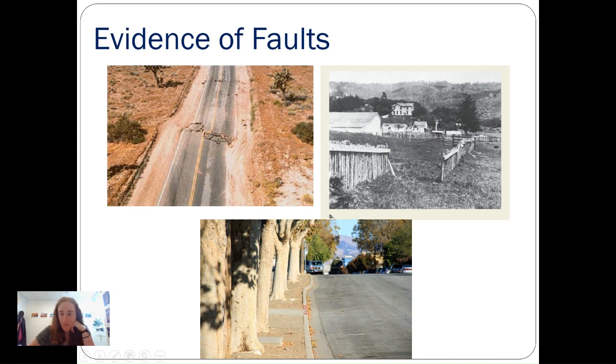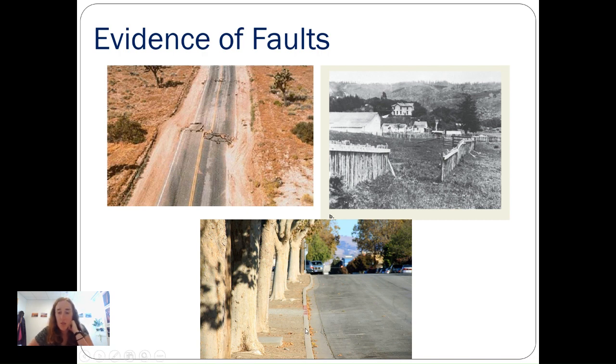Same thing here. If you build a fence, you're trying to keep something in or keep something out. So you don't deliberately build a fence with a gap in it, like this picture on the right side. When this fence was built, it was all straight together, but there is a fault that passes right through this picture, which is why the fence on the right side is moved to the right relative to the left side. So that's evidence of a fault.